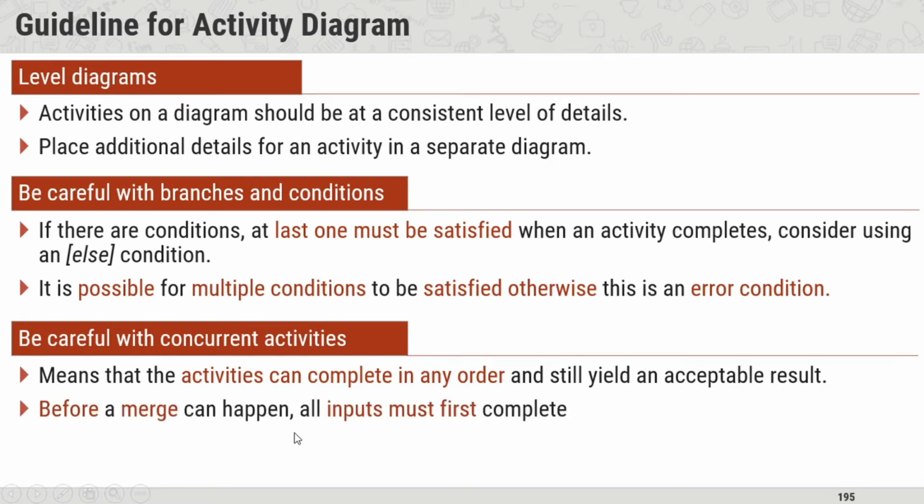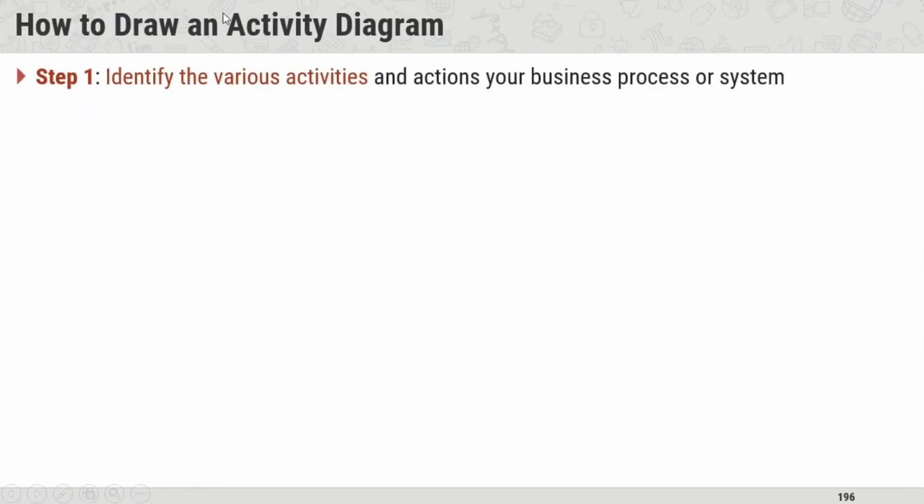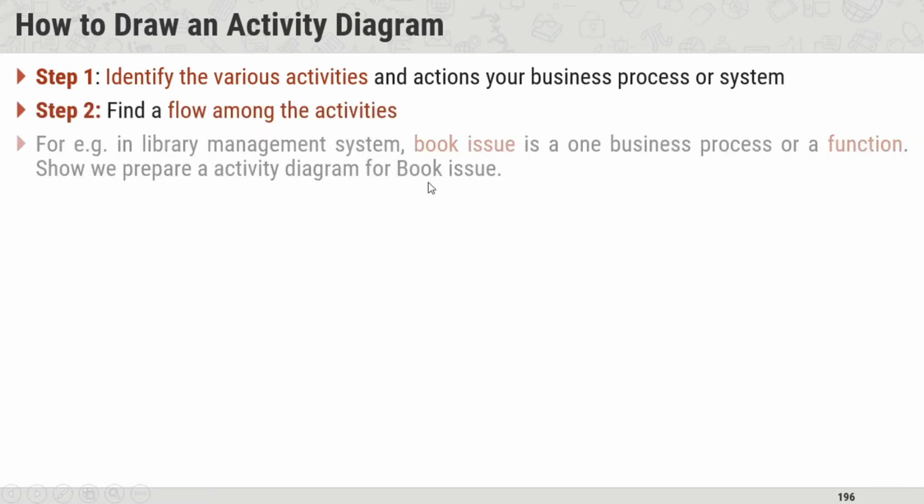Before a merge can happen, all input must first complete. So how to draw an activity diagram? We will follow the steps. The first step is to identify the various activities and actions your business process or system will require. Then find the flow among activities.